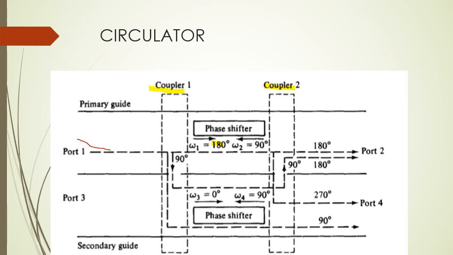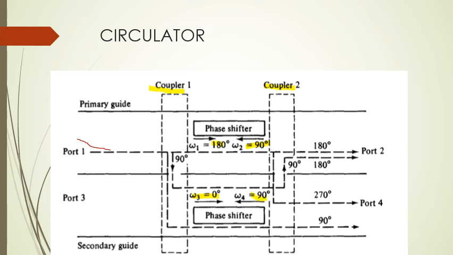I'm highlighting it: 0 degrees when it is moving from port 1 to port 2, and 90 degrees whenever it is coming from port 2 to port 1. Similar types of phase shifters are also implemented in the lower half of the waveguide. Can you see over here W3, when it is going from left to right, 0 degrees phase shift, and when it is moving from port 4 to port 3, 90 degrees phase shift.